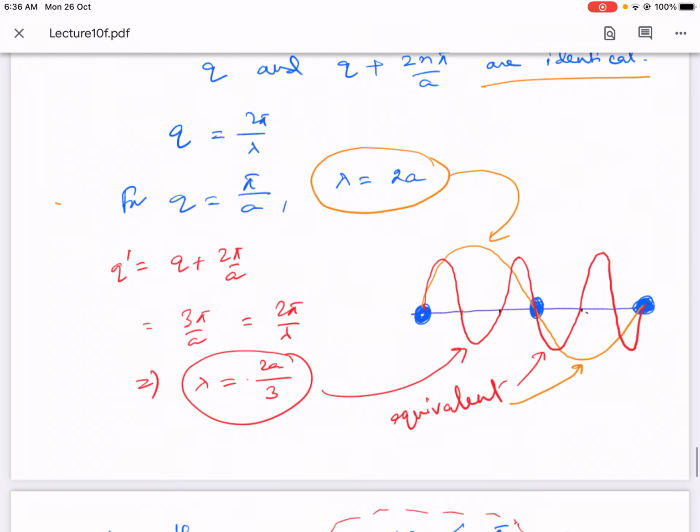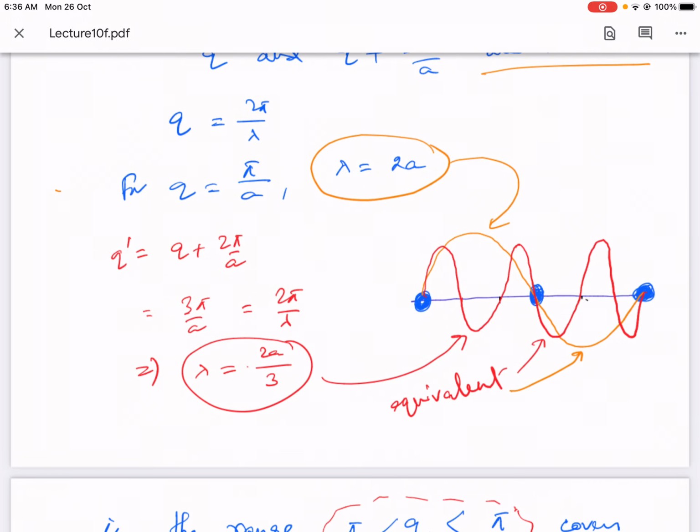So I'm drawing here lattice points. The blue filled circles are the lattice points. I'm showing a and a, so there is 2a right here. So your lambda, which I show here with the orange line, shows the wavelength of the lattice vibrational wave, or the acoustic wave, corresponding to q equal to pi by a. That means when your wave vector is pi by a, your lambda will be like this. This is the full wavelength which covers 2a.